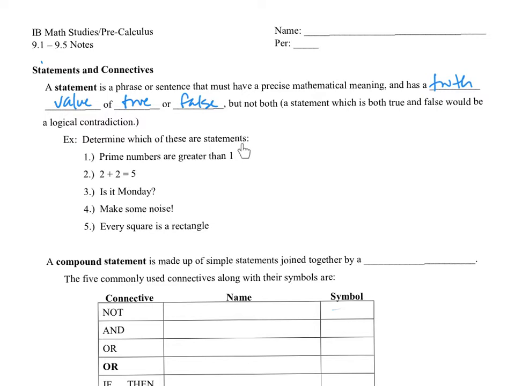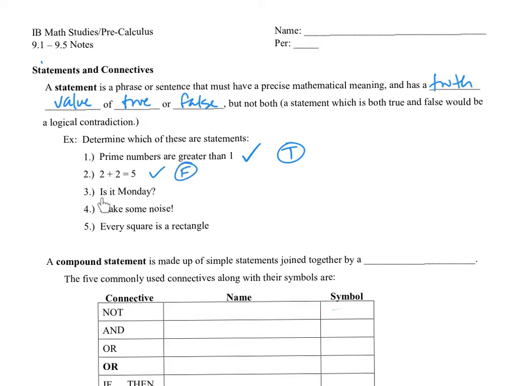And by statements, we mean a statement that would have a mathematical meaning and can be assigned a truth value. So, for example, prime numbers are greater than 1. Well, that has a precise mathematical meaning. So yes, it is a statement, and let's assign it a truth value. That statement is true. All prime numbers are greater than 1. How about this next statement? 2 plus 2 equals 5. Well, that has a precise mathematical meaning. So yes, it is a statement, but when we assign its truth value, it's definitely false. I hope you agree with that.